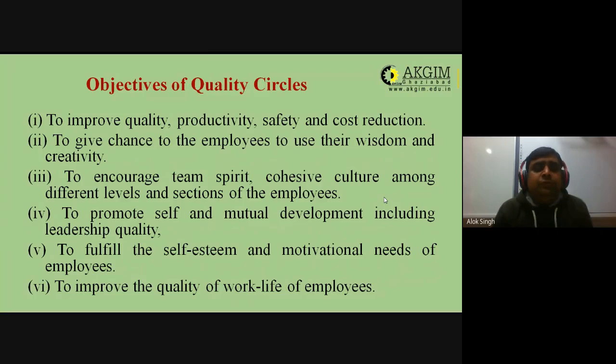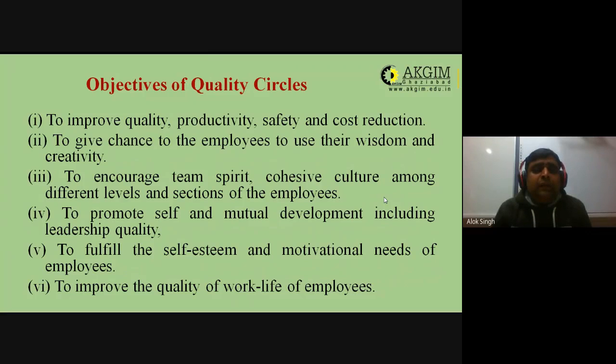Next is to give a chance to employees to use their wisdom and creativity. Nowadays we are working towards empowering our employees, and giving them assignments in the form of multiple teams and projects basically. So to give a chance to employees to use their wisdom and creativity, we need to draft this quality circle. Next is to encourage team spirit and a cohesive culture among different levels and sections of the employees.